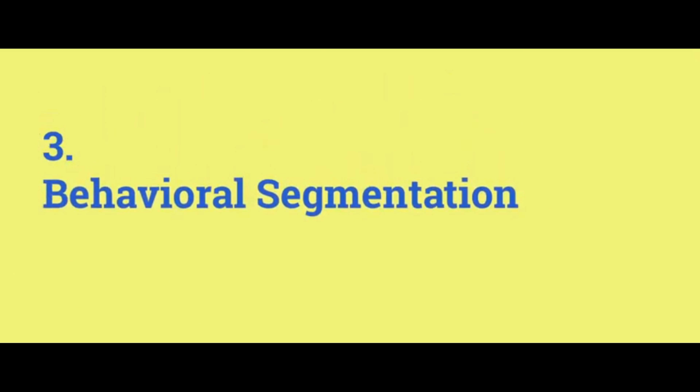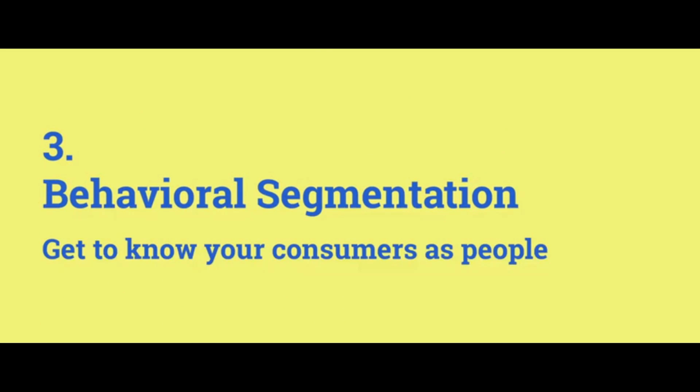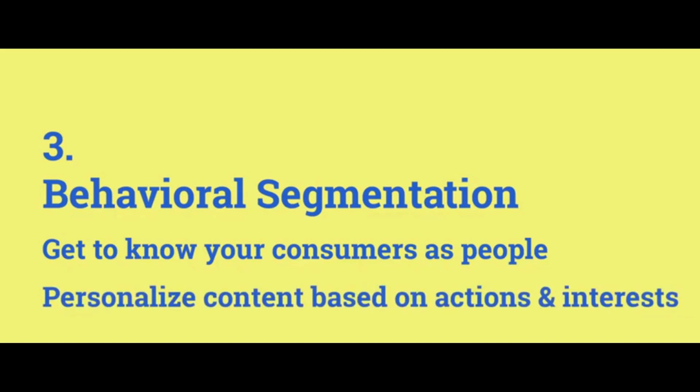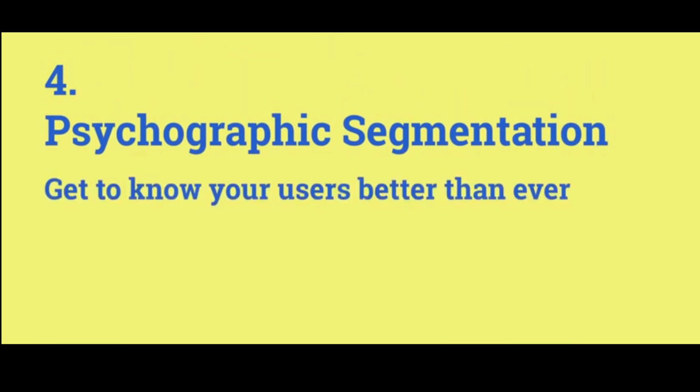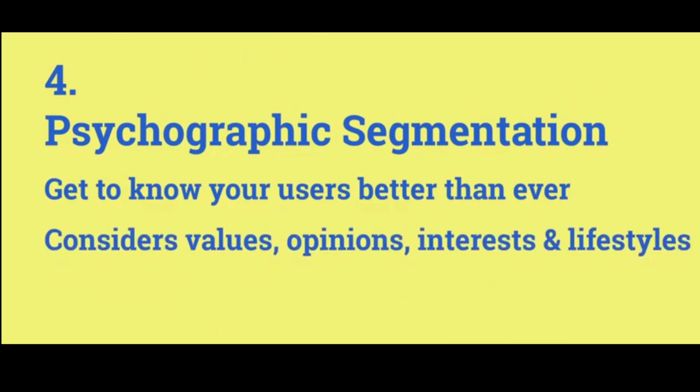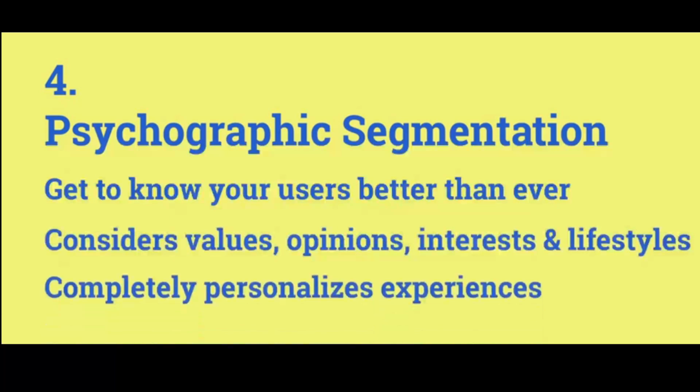Number 3. Behavioral segmentation. It's one of the best ways to get to know your consumers as people, with personalized contact based on their actions and interests. Number 4. Psychographic segmentation. It lets us get to know our users better than ever. Taking into account things like someone's values, opinions, interests, and lifestyle is so important for completely personalizing the experience. So, there you have it, the four top market segmentation types.